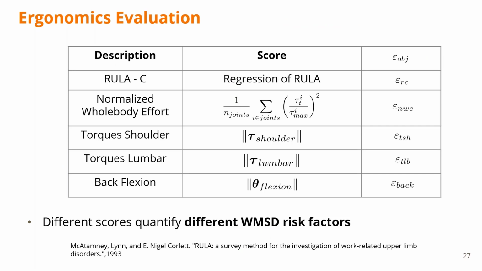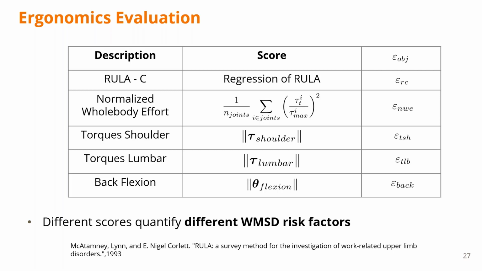As for the ergonomics evaluations per se, several scores can be calculated using our DHM simulation, including a continuous version of the classic ruler score, an index of whole body effort for the whole body torques, and some other local measurements. In our case, we chose to verify the torques at the shoulder and at the lumbar joints of our DHM. As well, we also looked at the back flexion angle in our DHM.